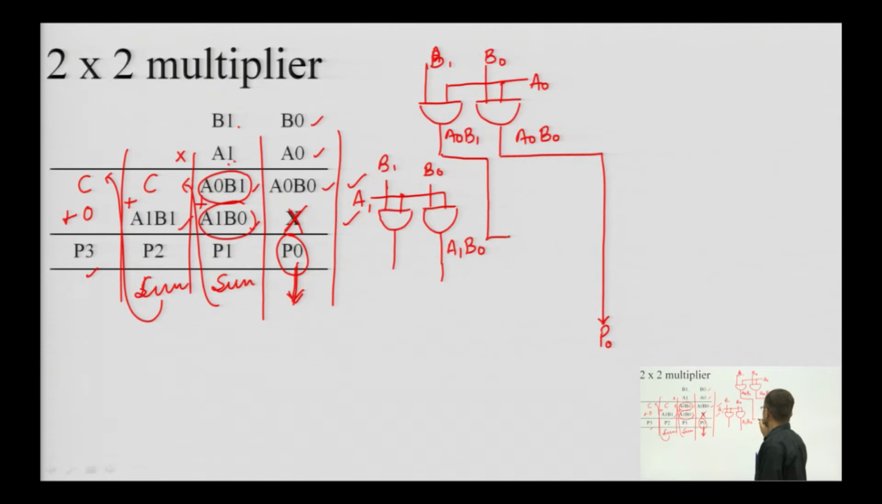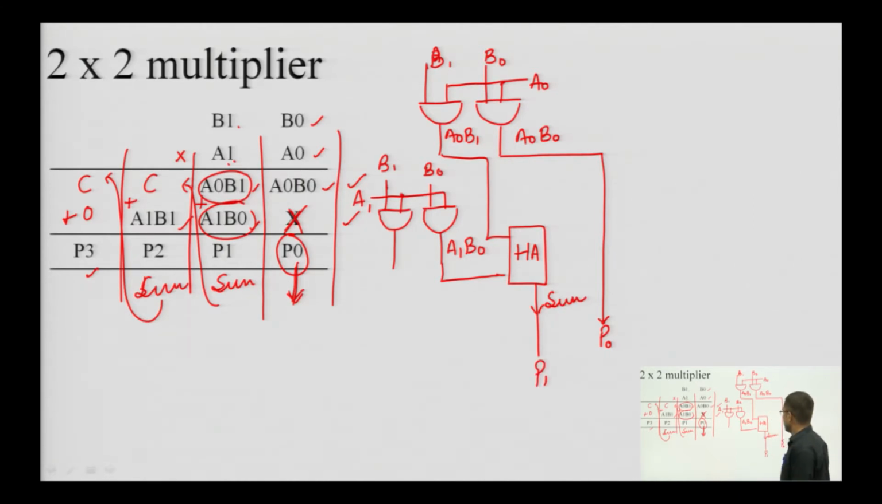Okay. So, we can use a half adder. So, a half adder can be used here. The sum generated by the half adder will be considered as P 1, and the carry which will be generated by the half adder, we can see that that carry is to be added with A 1 B 1. So, this you can see as A 1 B 1.